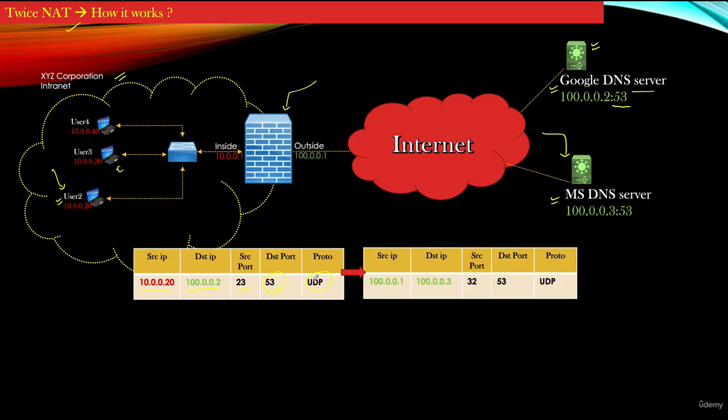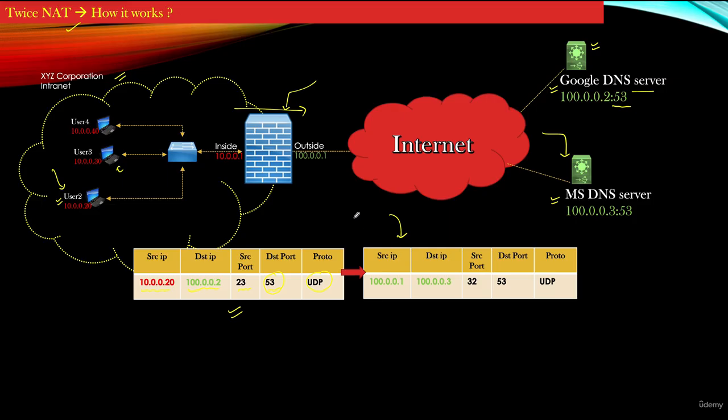And of course the underlying protocol is UDP. The DNS service works on top of the UDP protocol. So this is the original packet that is generated by the user 2 machine, right? And when this packet crosses the firewall boundary, the packet will undergo translation. So this is the translated packet, and you can see that the packet has undergone translation.